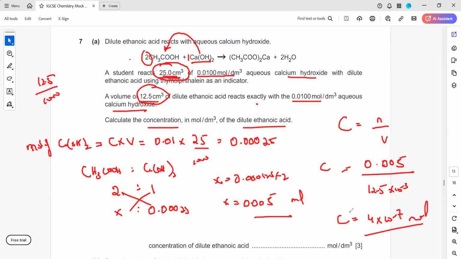Look, concentration is in mole per dm cube. So first, moles is concentration times volume. We got the moles of sodium hydroxide. What if they ask us for 1 mole of ethanoic acid, then yeah.